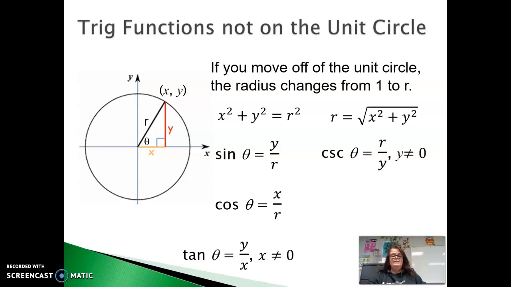Our cosecant is the reciprocal of sine, so that's going to be r over y. The reciprocal of cosine is our secant, which is r over x. And, sorry if my picture blocks you, but the reciprocal of tangent is going to be cotangent, and cotangent of theta is x over y. And again, anytime you have a denominator that's not r, there's a possibility you could have undefined. So we're assuming we're not just talking about a point at the origin, we're talking about a circle that has a radius.